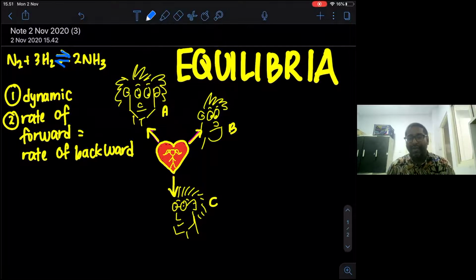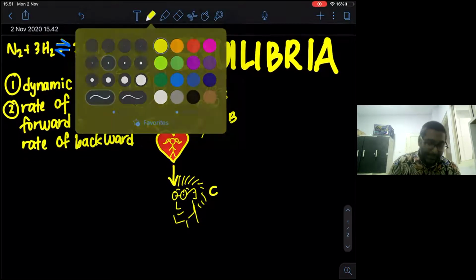So that is another criterion when we look at equilibria. Equilibria will have the same rate of forward and backward reaction. So what is number three?